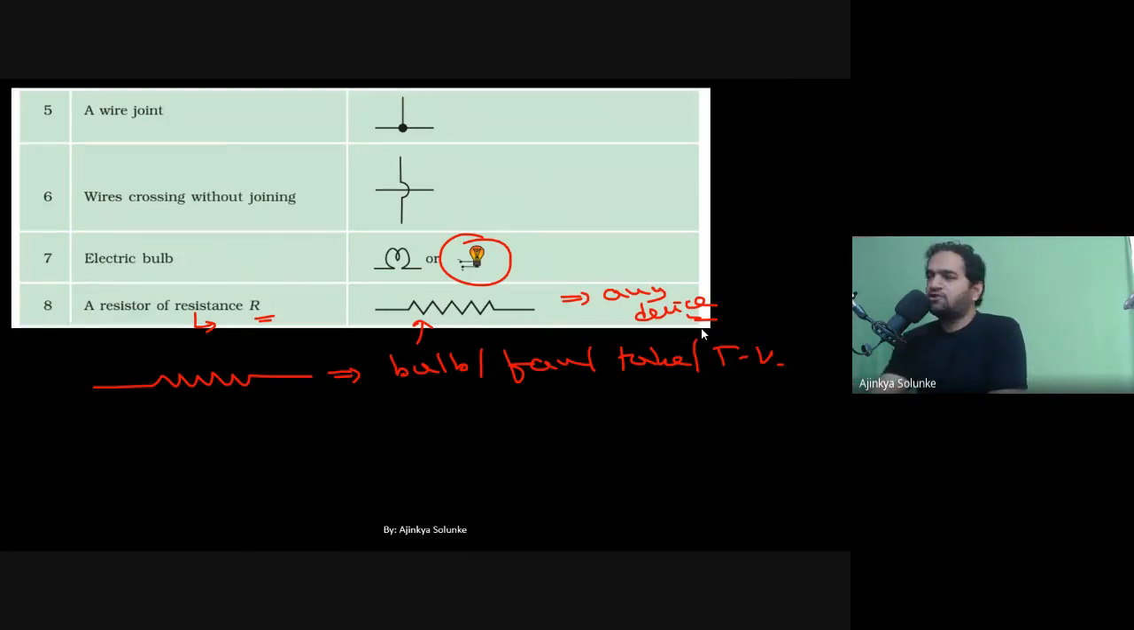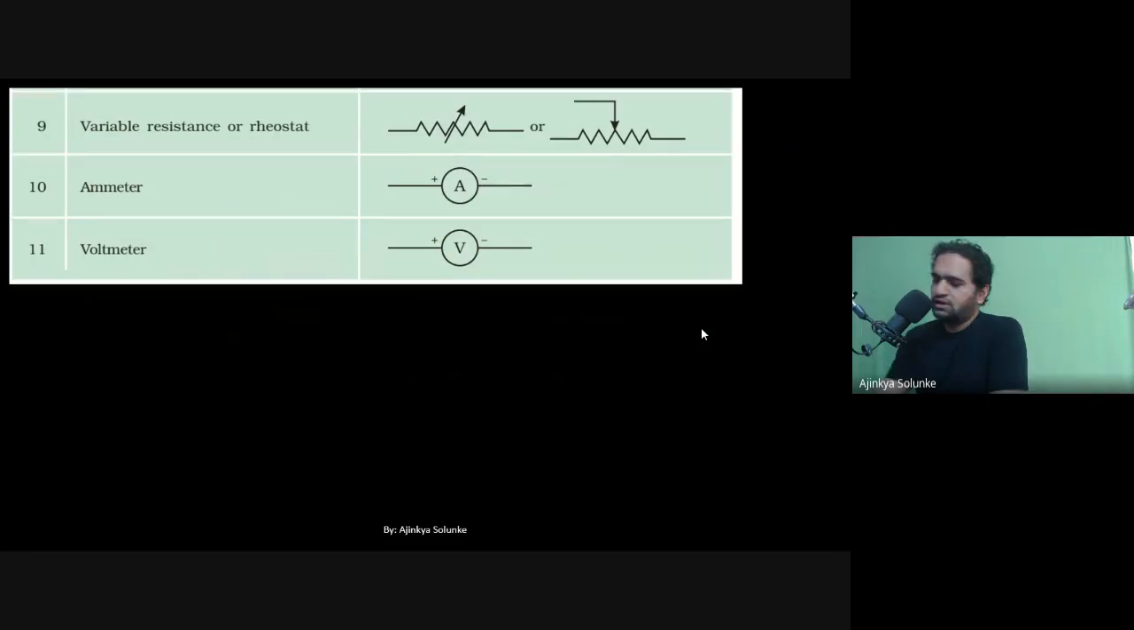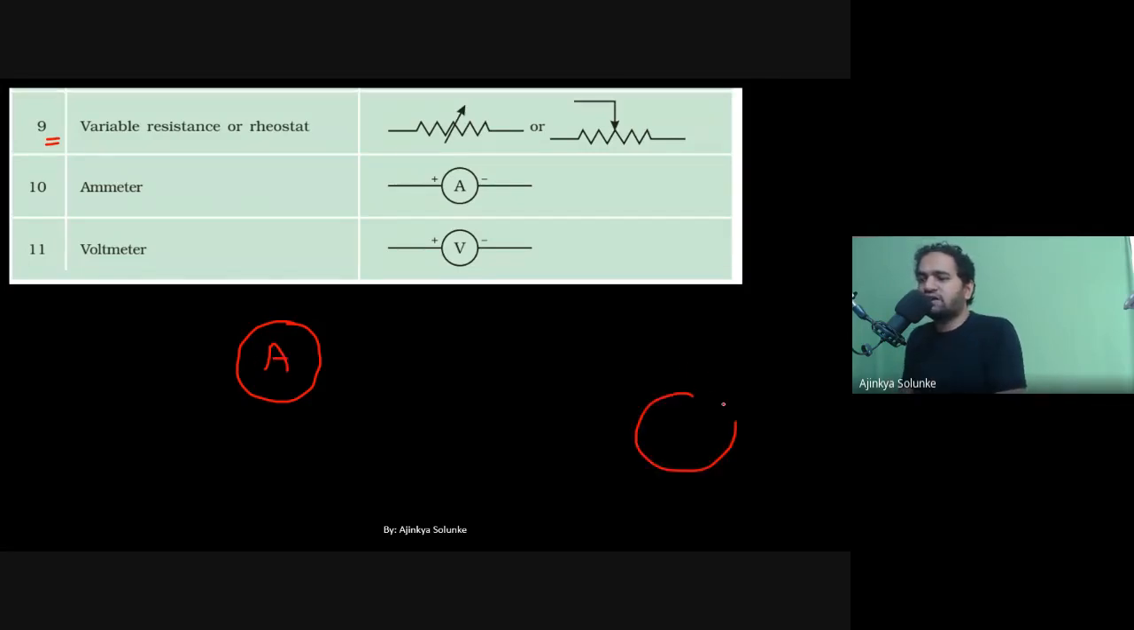Okay. Now let us go for the next one. So symbols you understood. Now we will cover 10th and 11th first, and then we will go for 9th one. For 10th and 11th, one is for ammeter, one is for voltmeter. The symbols are very simple. You just have to draw a circle. If you write A in that, it's ammeter. If you draw a circle and write V in that, it's a voltmeter. V for voltmeter, A for ammeter.